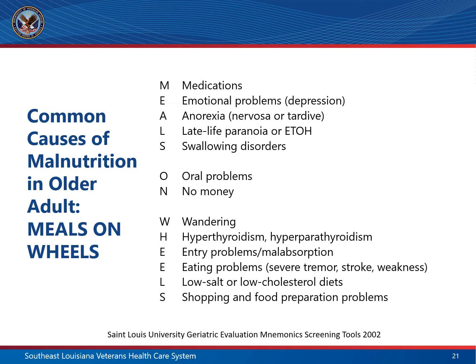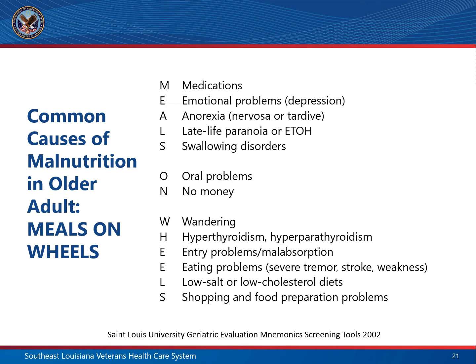L is for late life paranoia or alcohol abuse, which is very prevalent in our older adults. We don't want to think about it, who would be bringing them in alcohol, but they get it. S is swallowing disorders. Oral problems, definitely with teeth and dentures, multiple cavities. If your mouth is sore and you have an infection in any of your gums or gingivitis, you're not going to want to eat. So always check the mouth and talk about oral problems and see if there's something we can do. N is for no money.